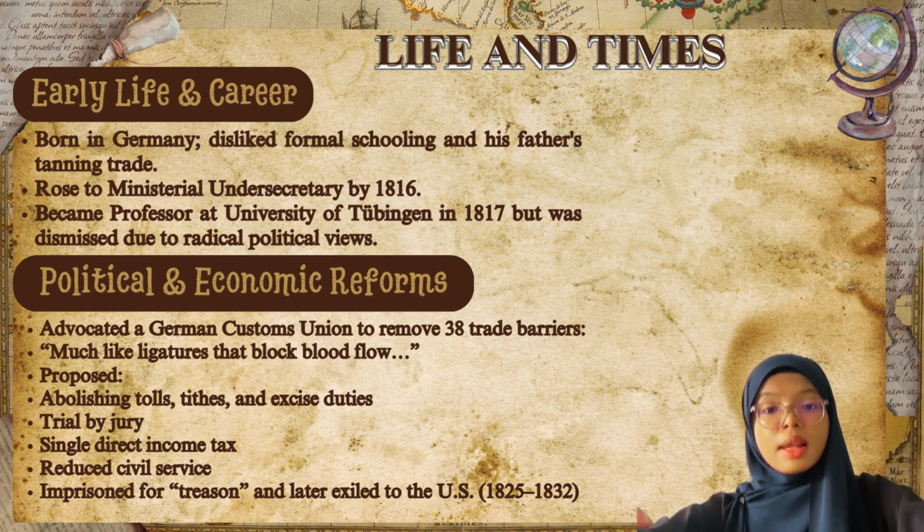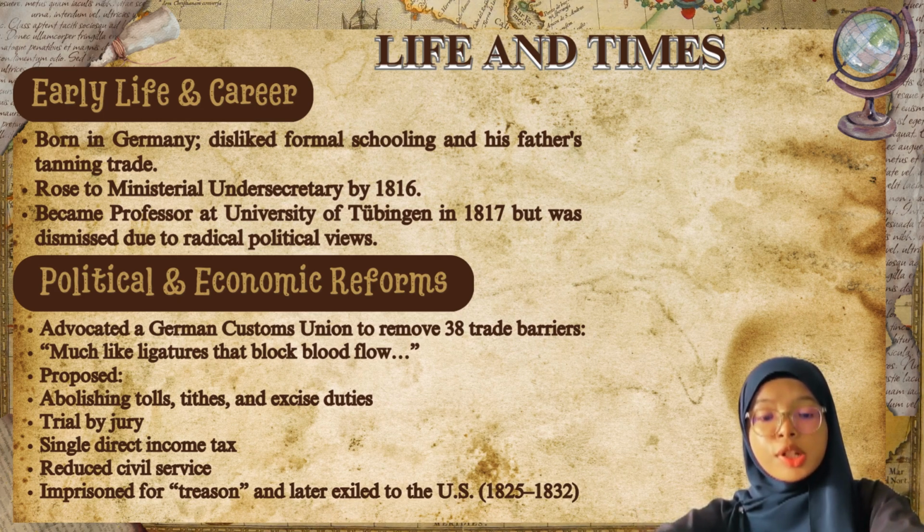Still, he didn't stop. List saw the German states as disjointed and economically suffocated, with 38 separate trade barriers acting, as he described, like ligatures that block blood flow. He believed in uniting them, not just politically, but also economically. So he proposed bold reforms: abolishing tolls, tithes, and excise duties, introducing trial by jury, implementing a single direct income tax, and reducing civil service bloat. These were not just policies, but pieces of a vision for a modern, united, and industrial Germany.